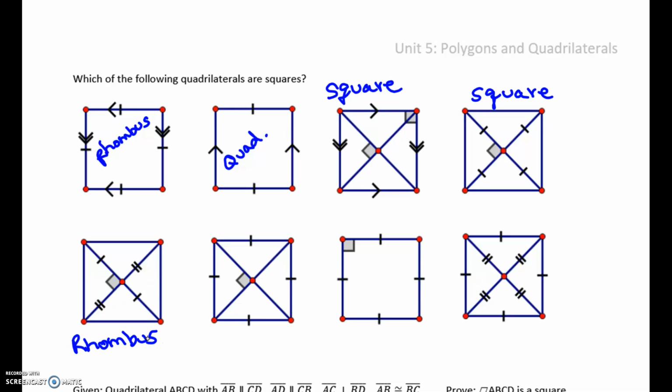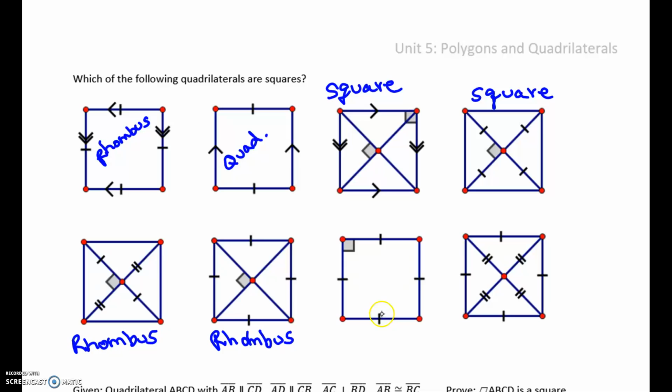This next one, I know we have a parallelogram because my opposite sides are congruent. I know I have a rhombus because all four sides are congruent and my diagonals are perpendicular. But I don't have anything to show me that this is a rectangle. So the best thing I can do is label this guy a rhombus.